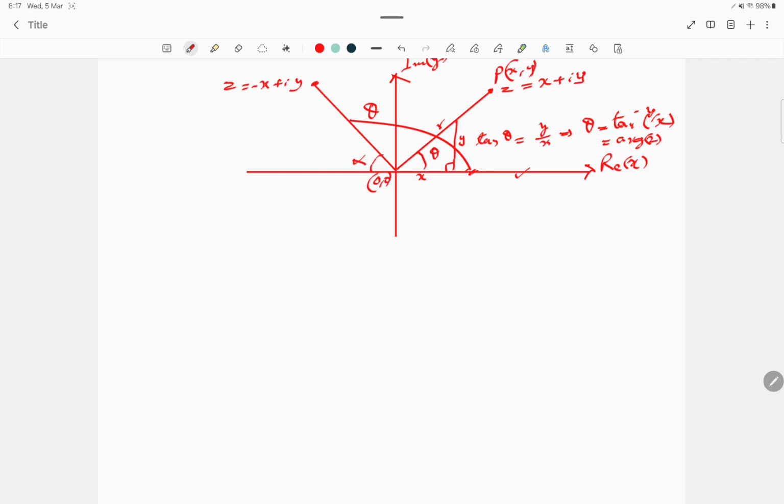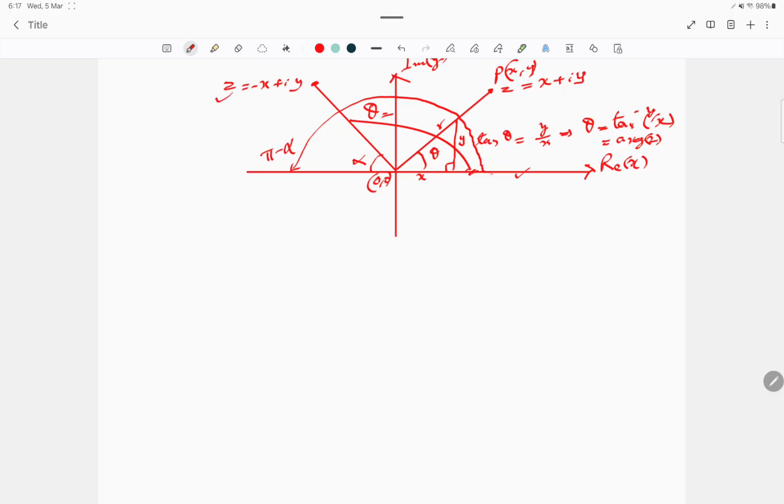We know that the line from here up to here is pi. So then what is this theta? This theta will be pi minus alpha. So pi minus alpha gives theta, which is called the argument of this complex number.